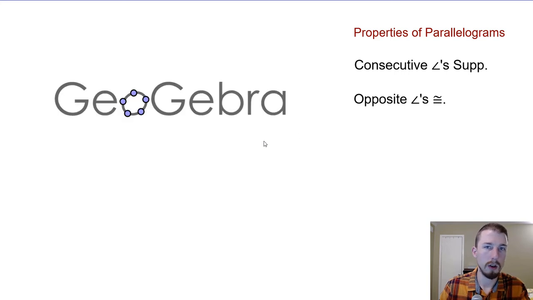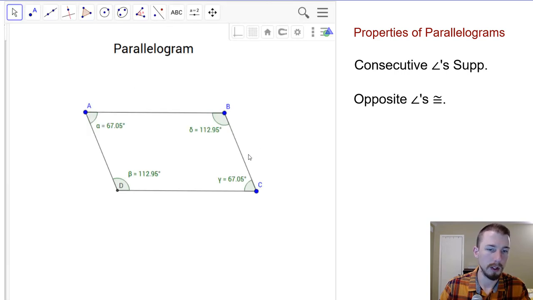All right, let me show you that in action with the GeoGebra widget, which is pretty stinking cool. I defined this where line AB was parallel to DC and line BC was parallel to AD. That's the parameters of this parallelogram. And if you notice, sure enough, the opposite angles are exactly congruent, and the consecutive angles add up to 180.